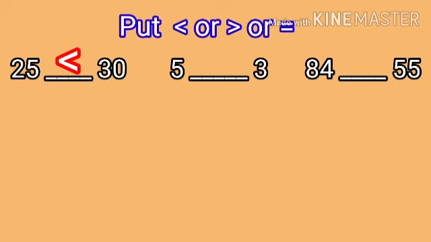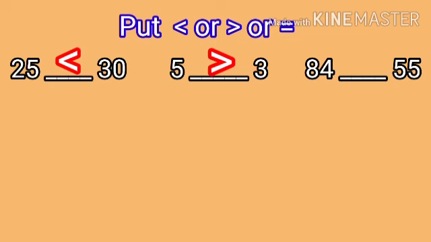Here we have 5 and 3. We know that 5 is the bigger number and 3 is the smaller number. Here we are comparing a bigger number with a smaller number. So we should use the greater than symbol, and we can read it as 5 is greater than 3.